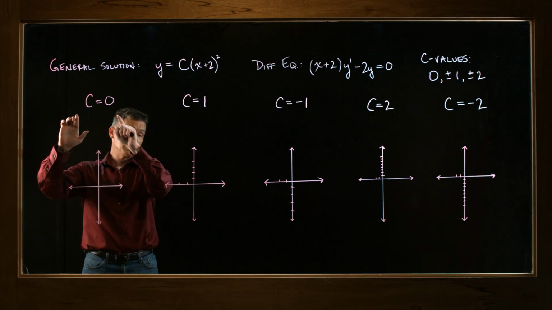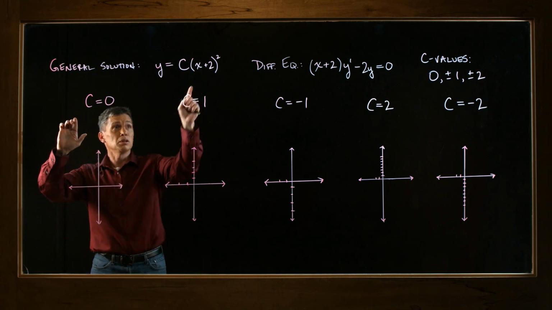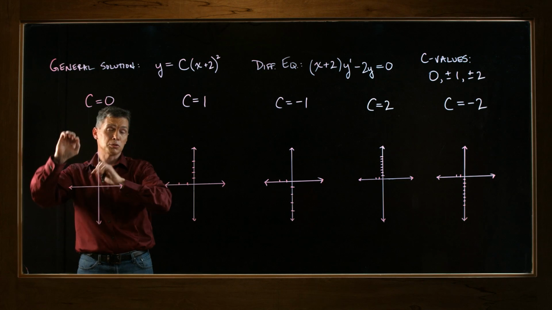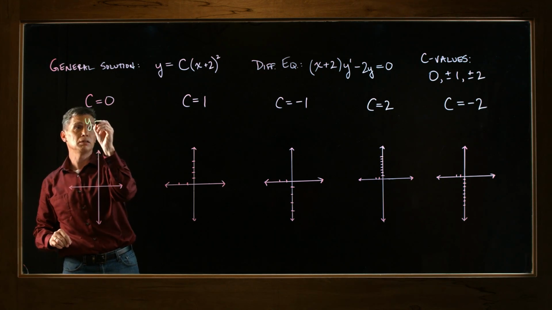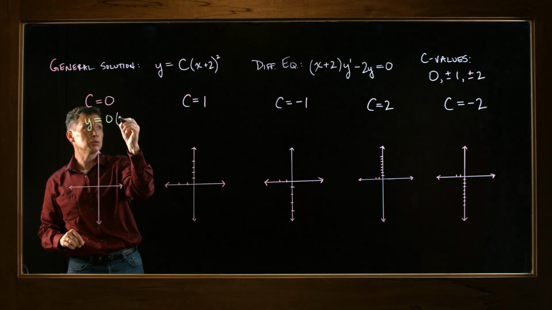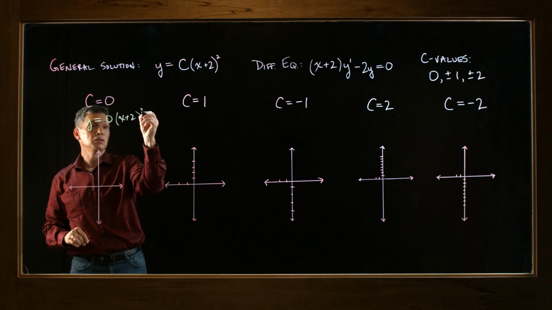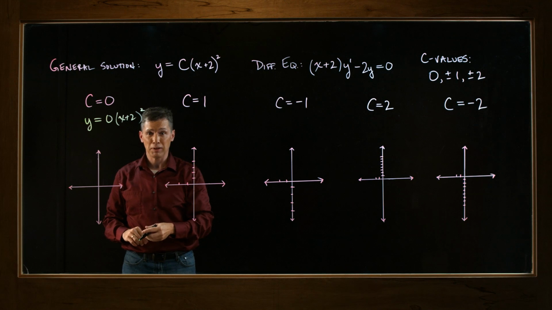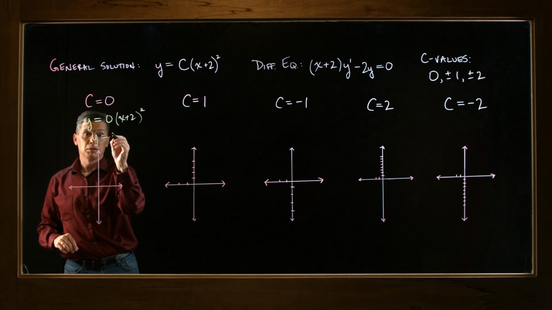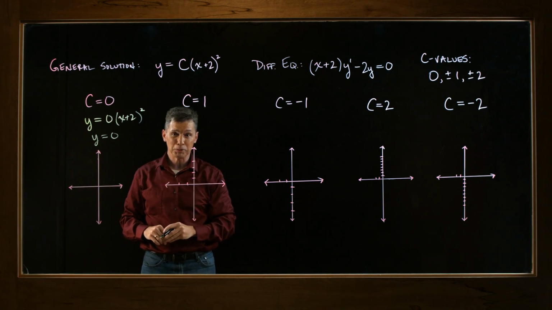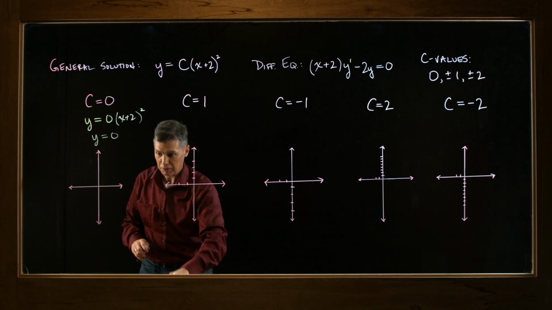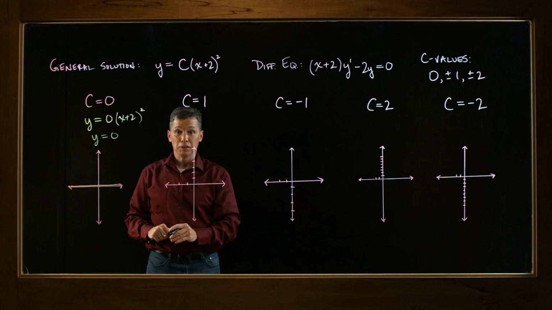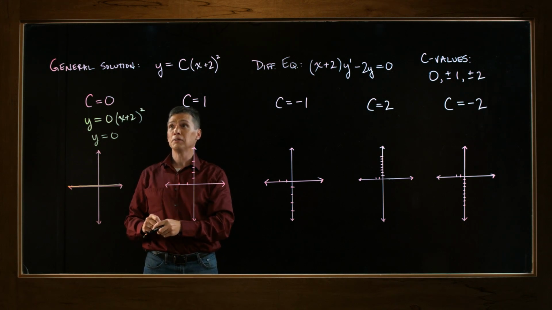So the first value they give us is 0. So for the general solution here, I'm going to put a 0 in for c. So I'll have y equals 0 times (x plus 2) squared. And I'm supposed to graph that, but I would definitely do a little bit of algebra first, because that simplifies to y equals 0. So to graph that, I would graph y equals 0. That's an easy line to draw.